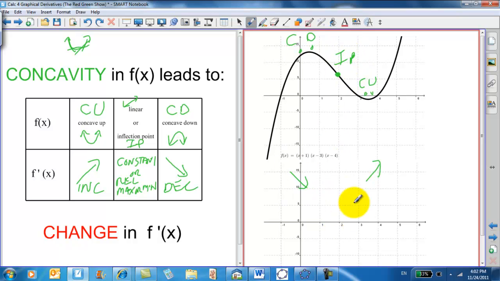Well, if we were decreasing then increasing, it must be a relative min. And it looks like it's something negative, because we're clearly sliding down here. So I'm going to put a relative min down here.